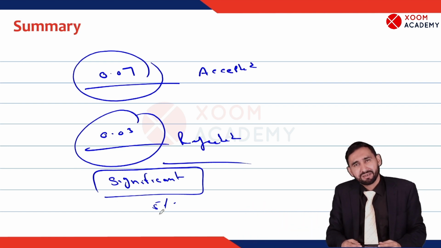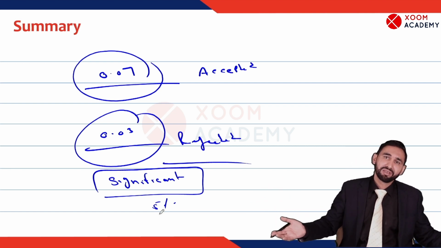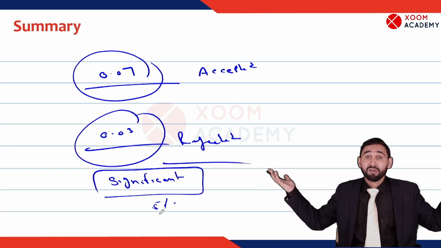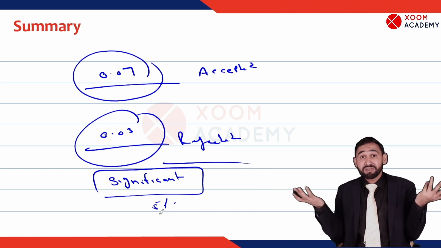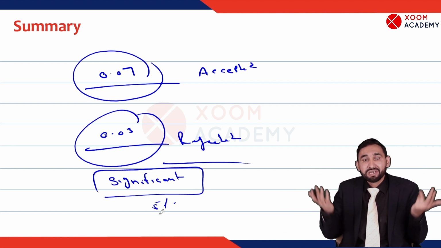What is beta error? Null hypothesis was wrong. P-value was less than 0.05, but we accept it. While calculating p-value, we may make a mistake. This is calculation error. So remember alpha error and beta error.